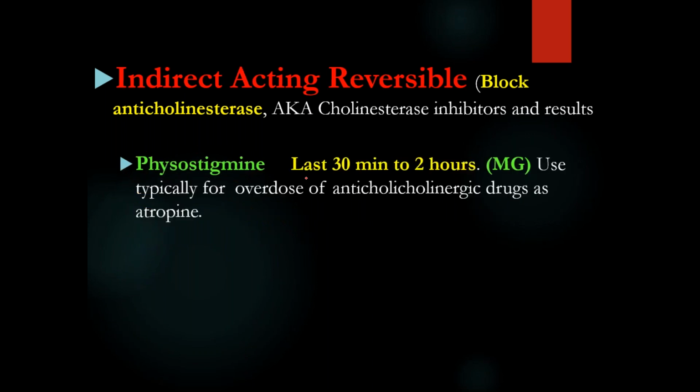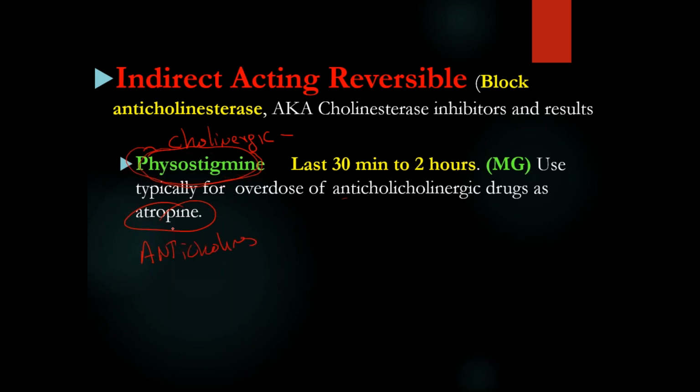Physostigmine is actually an anticholinergic antidote, typically used for anticholinergic overdose. So this is a cholinergic agent. When we talk about anticholinergics like atropine, they are going to be the antidote. So the antidote for physostigmine, that is a cholinergic, is atropine, that is the anticholinergic.